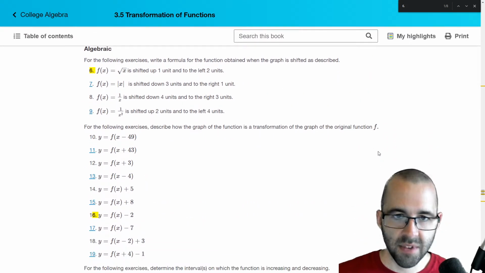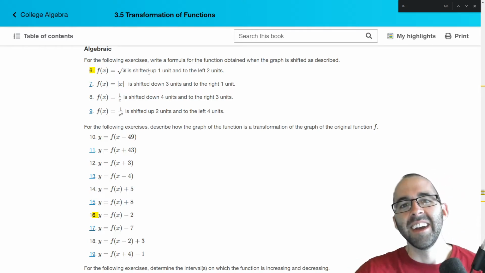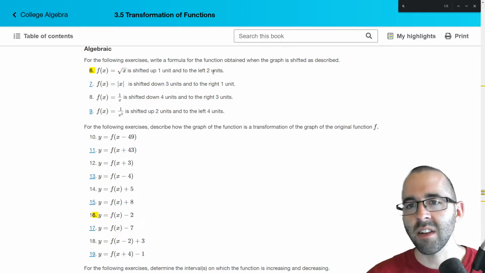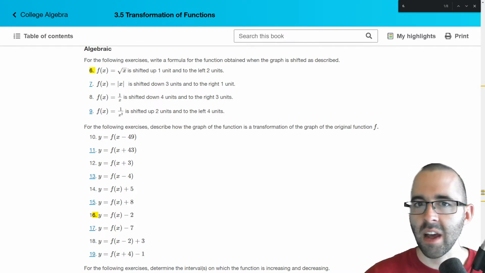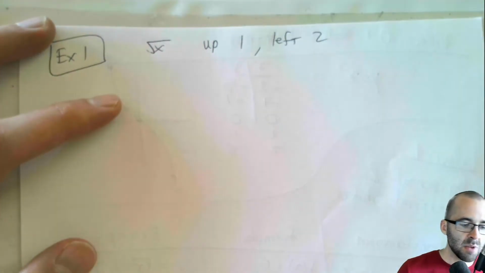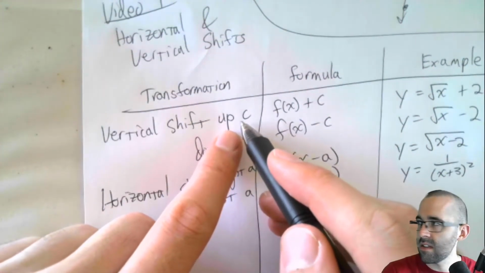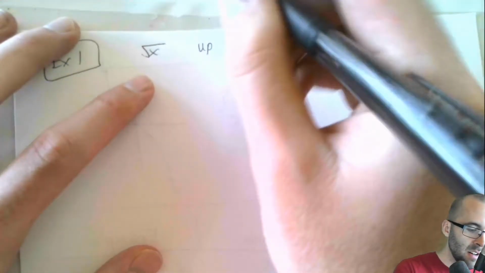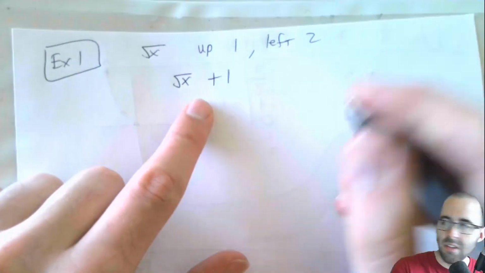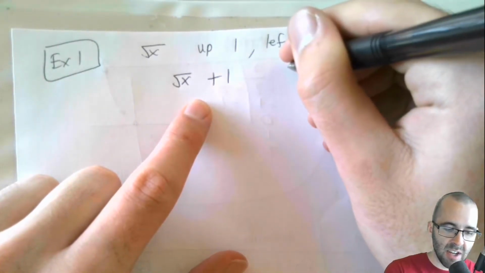All right, so example 6. So if we have some function, and we have a square root function, if we shift that up 1 unit and to the left 2 units, how do we do that? Okay, so we need the square root of x, and we need that to go up 1 unit and left 2 units. We just consult our table. Okay, if we want to move it up c units, we add c to the very end. So here, we need to move this up 1 unit, so we add 1 to the very end. That's going to be our first step.